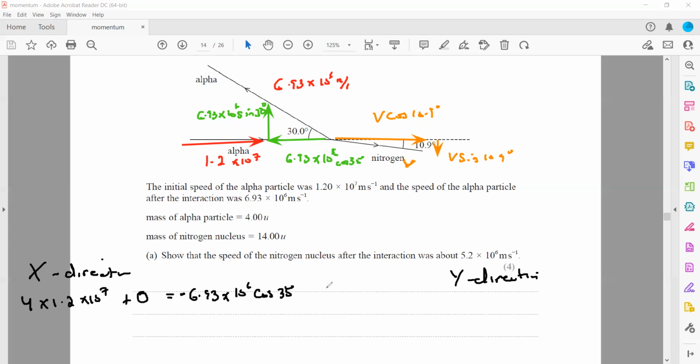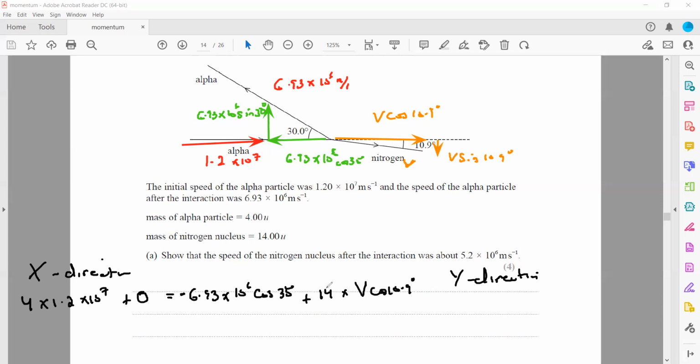And plus the horizontal speed at which the nitrogen nucleus recoiled or moved back. So that is equal to mass, which is 14, multiplied by the speed at which it will move, that is V cos 10.9 degrees, because that's the horizontal. So this is the conservation of momentum in the x direction.